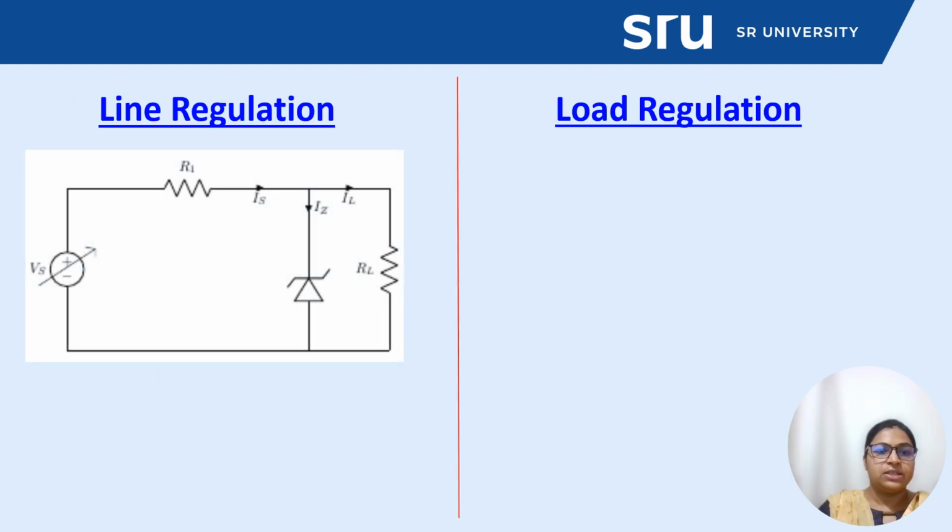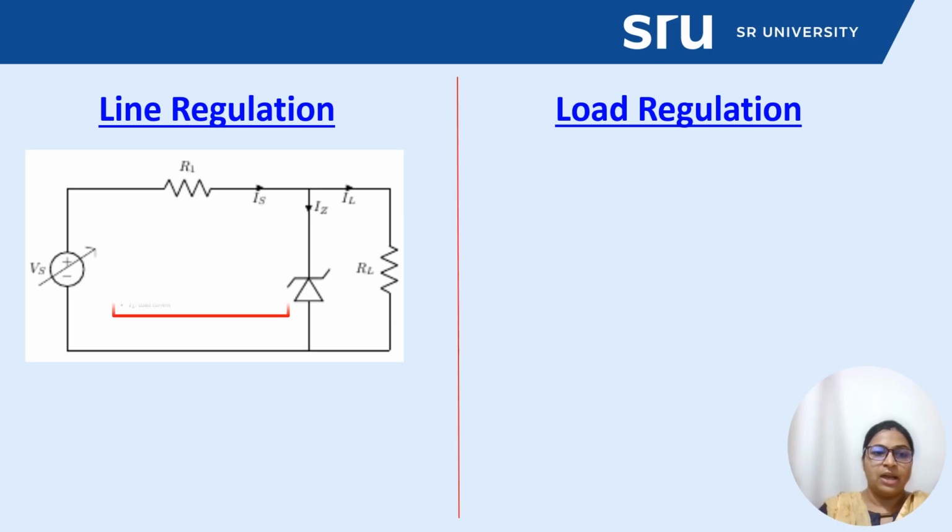So this is a typical circuit connection of line regulation, where we are varying the voltage. The arrow mark on the voltage or on the resistance means it is variable. So this is the variation of the input voltage, and our load is constant.